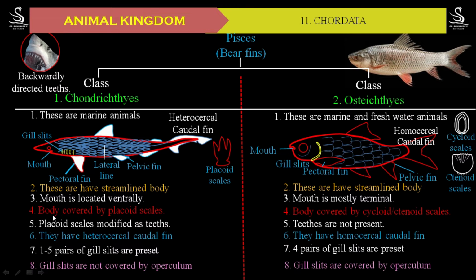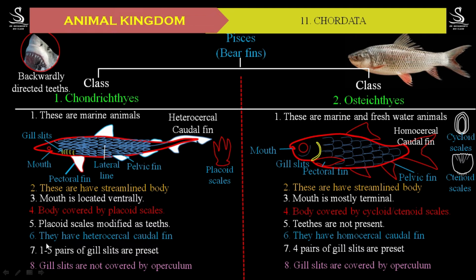And next point we have seen that body is covered by the placoid scales here. But in Osteichthyes fishes, body is covered by cycloid or ctenoid scales. Fifth point we have understood, placoid scales are modified in the Chondrichthyes fishes and they form the strong teeth. Because of that, the fishes become predaceous. They used to feed on the other fish by hunting them. Then in these Osteichthyes fishes, we won't find any teeth in the jaws.